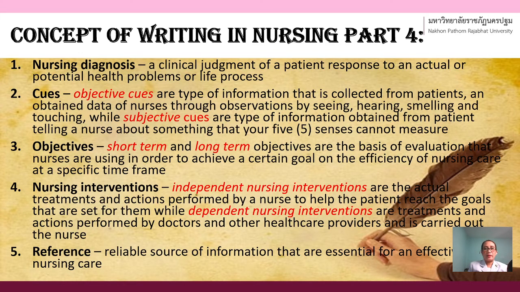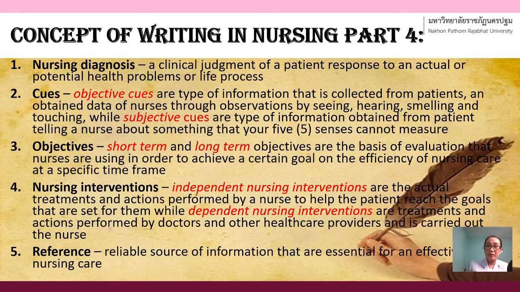And the next one, we have cues. In cues, you have to include the details about the objective and the subjective cues. The objective cues are the type of information that is collected from patients and obtained by nurses through observations by seeing, hearing, smelling, and touching, while subjective cues are information obtained from patients telling a nurse about something that your five senses cannot measure.